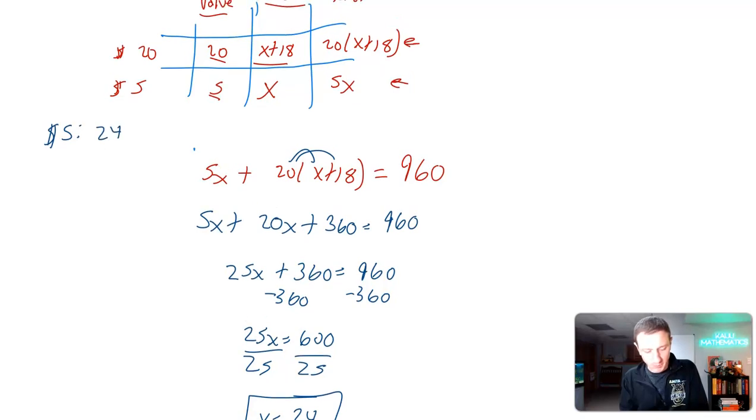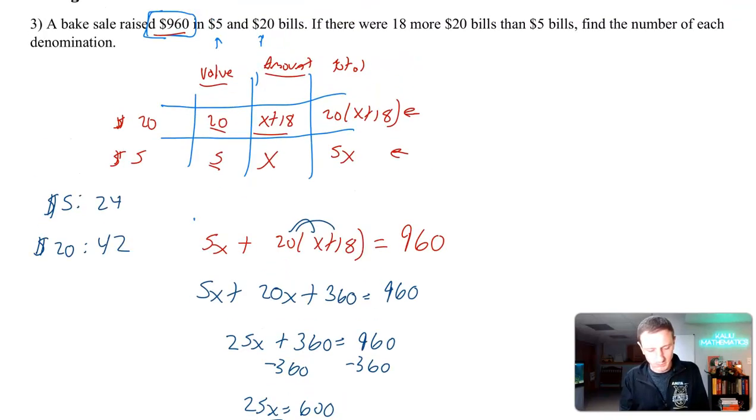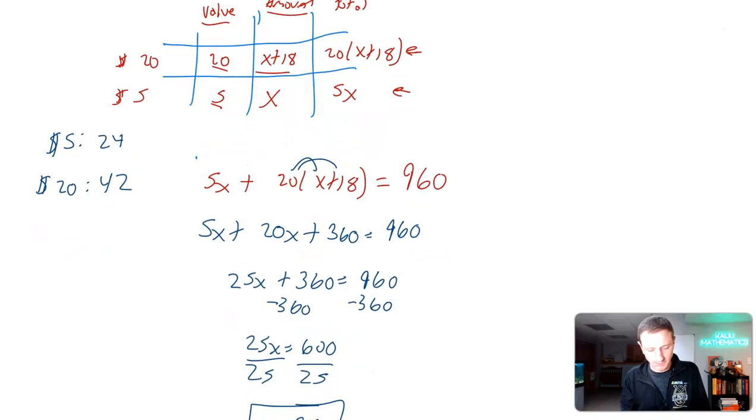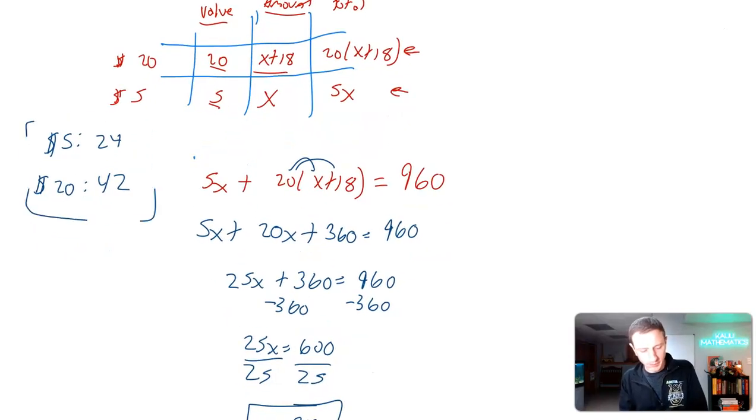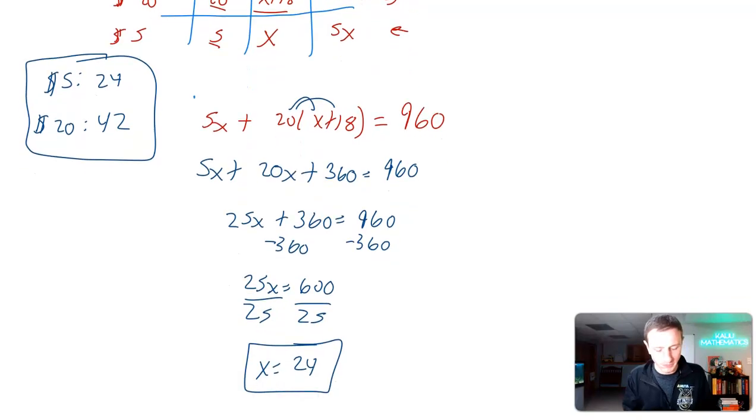And then we have 18 more $20 bills. So $20 bills is going to be 24 plus 18. And that gives us 42. So 24 $5 bills and 42 $20 bills.